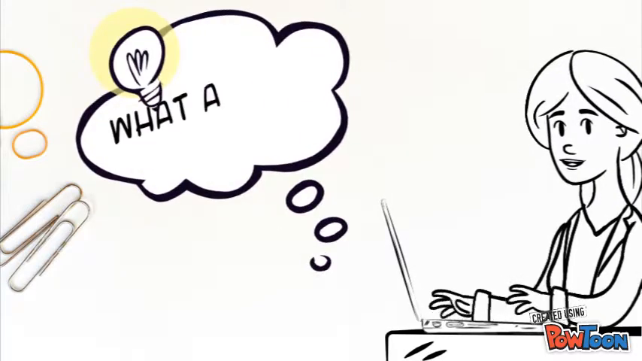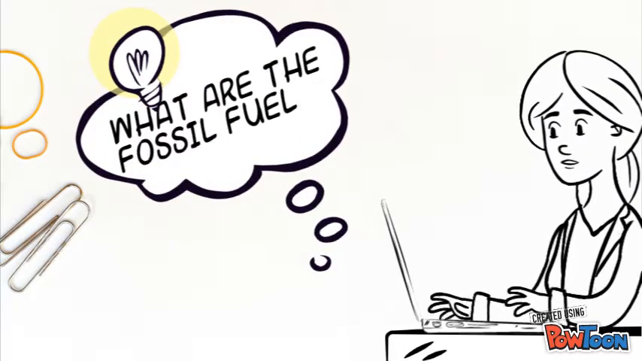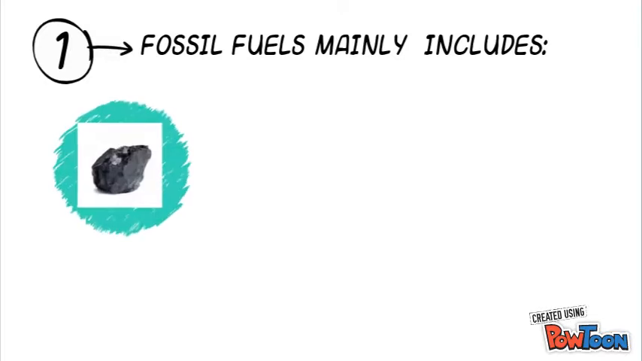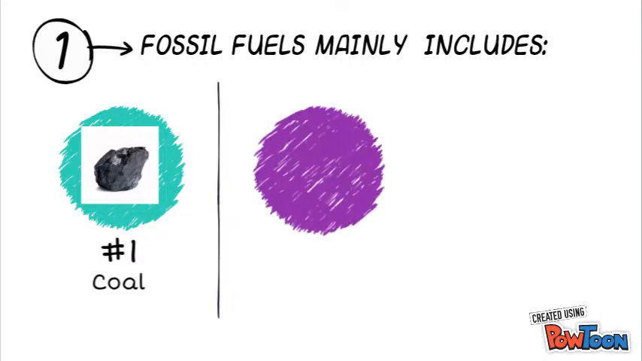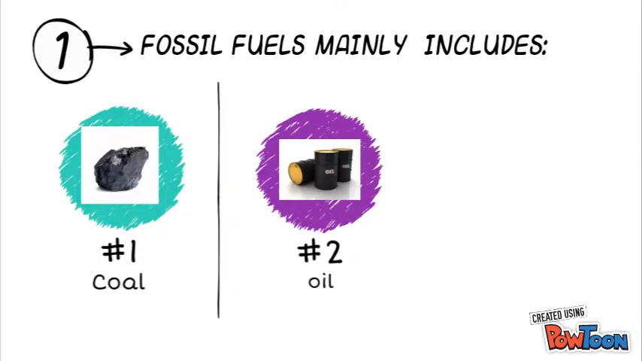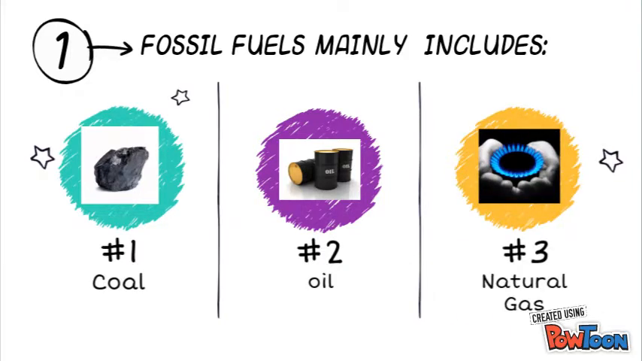What are the fossil fuels? Coal is the primary fuel for the production of electricity. Oil is the primary source for the world's transportation. Natural gas is commonly used to produce heat or electricity for buildings and industrial processes.